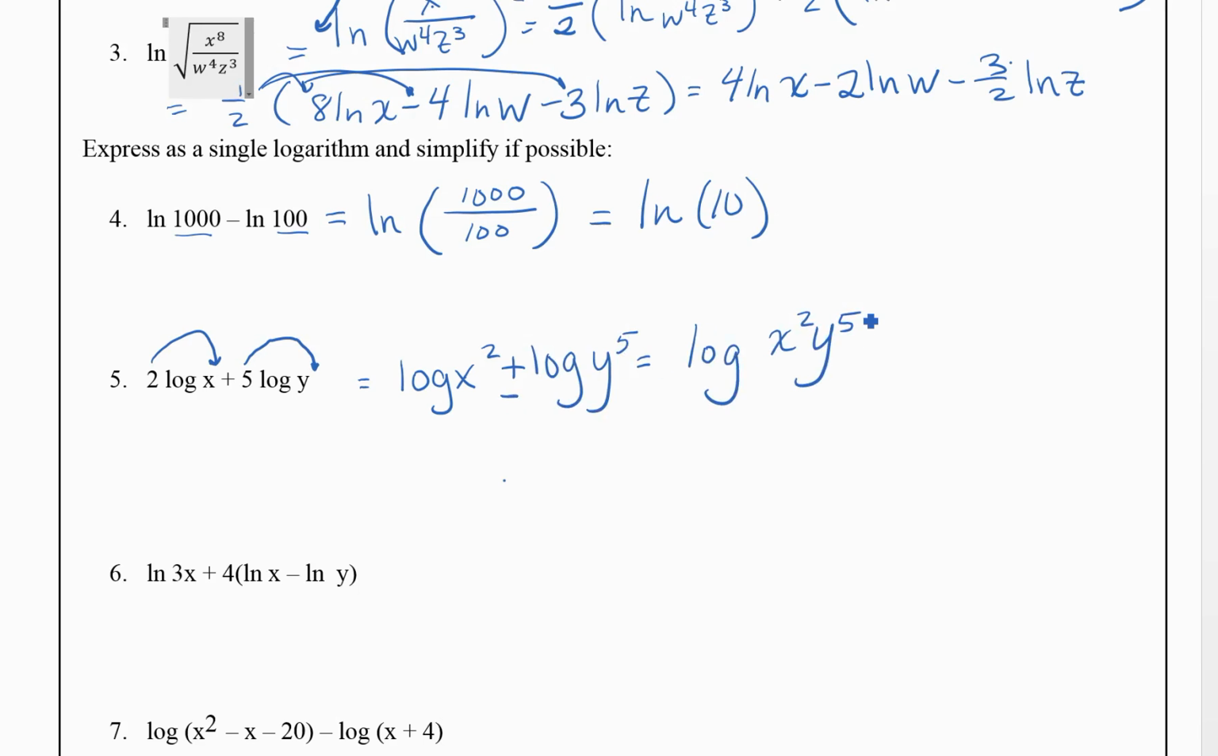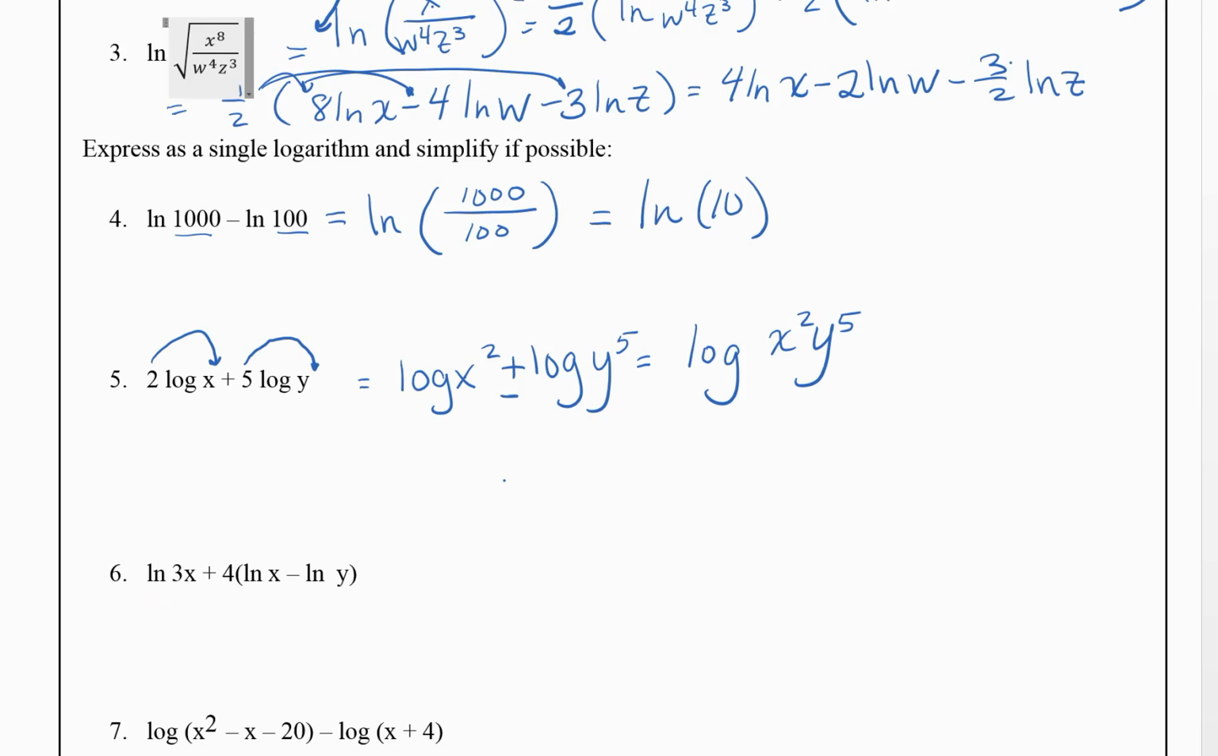Now I should mention that you can only combine these if they're logs with the same base. So that's all we have here, but if you had one thing that was log base 2 plus another thing that was log base 3, you couldn't combine them. They have to be the same base.